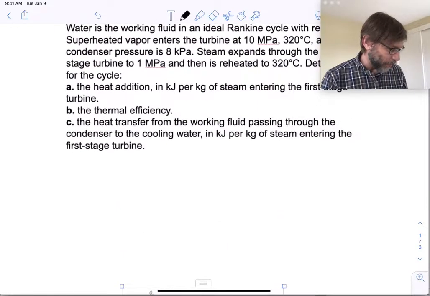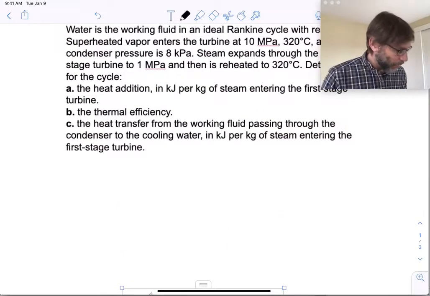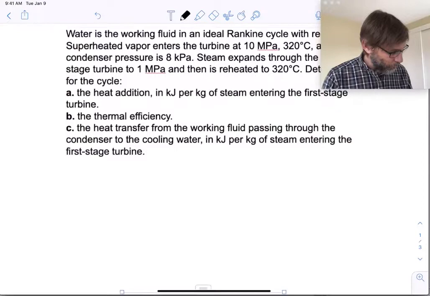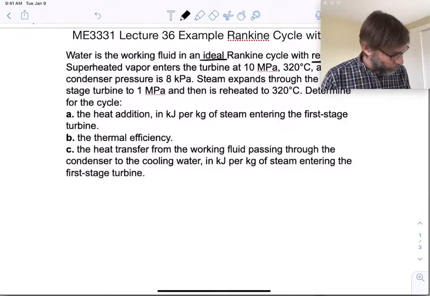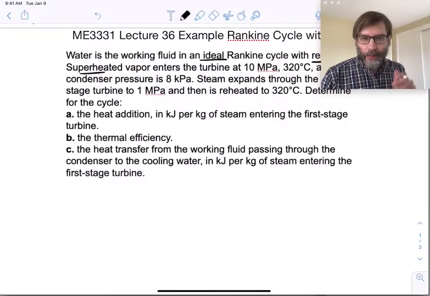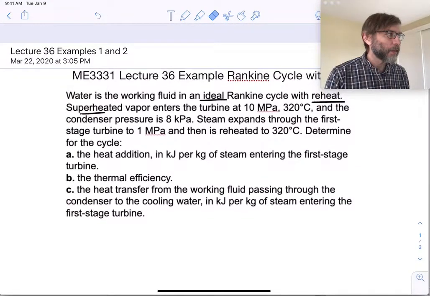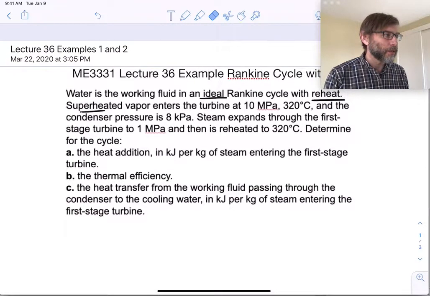All I'm going to do is the analysis of this reheat Rankine cycle. So it's an ideal Rankine cycle with reheat, but it also includes superheat. So in this case we have reheat and superheat, but it's still ideal. When it's ideal, that means that we assume isentropic expansion and compression and reversible processes throughout. Okay, so that makes things easier to do the analysis.